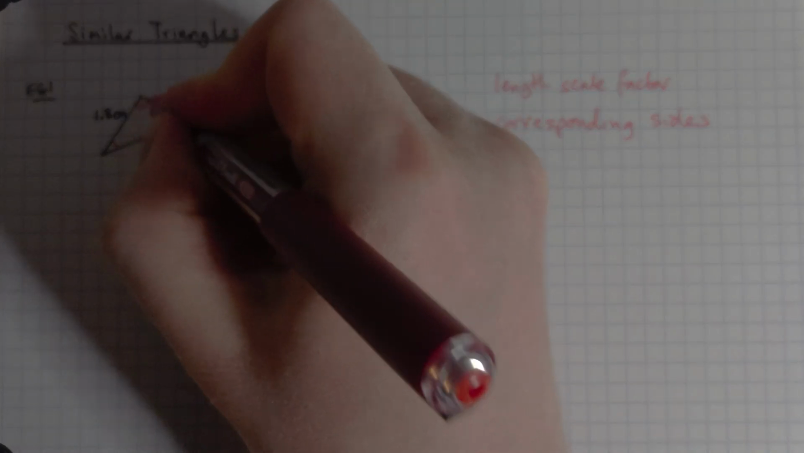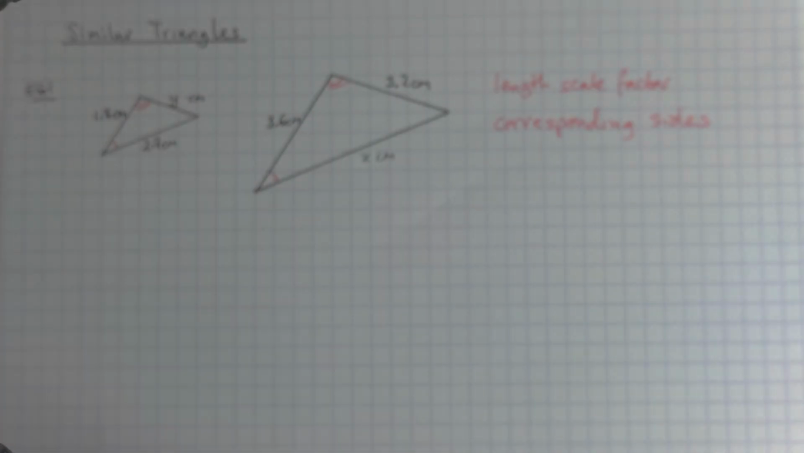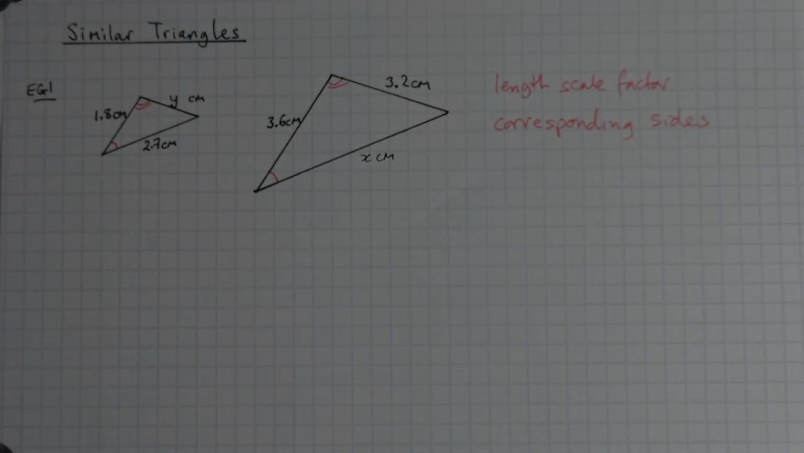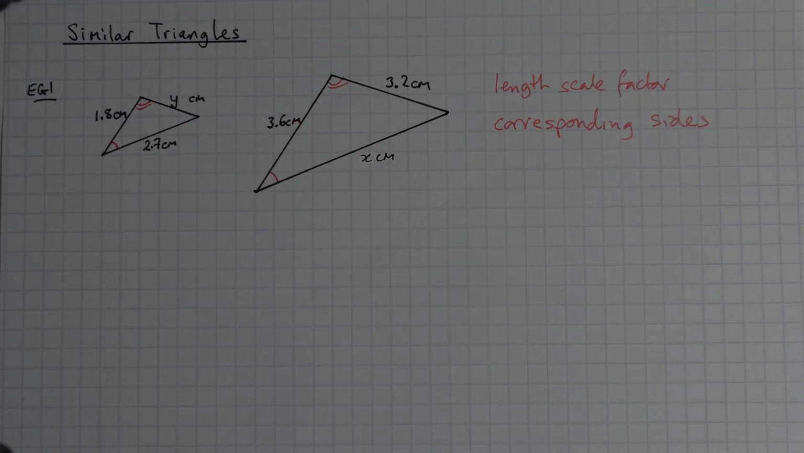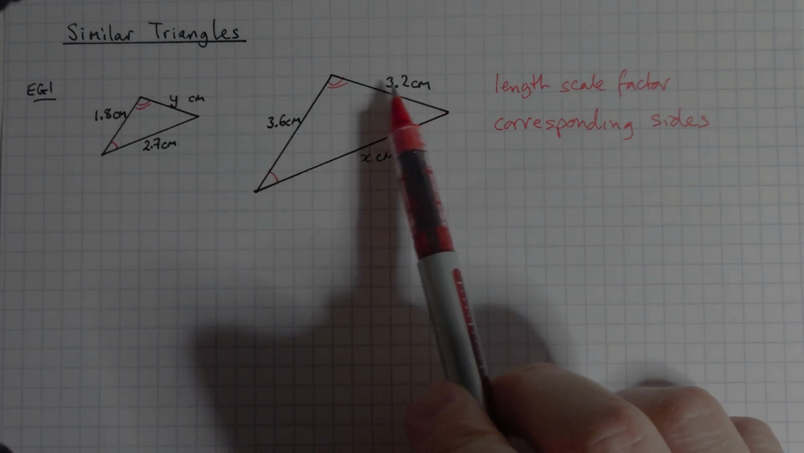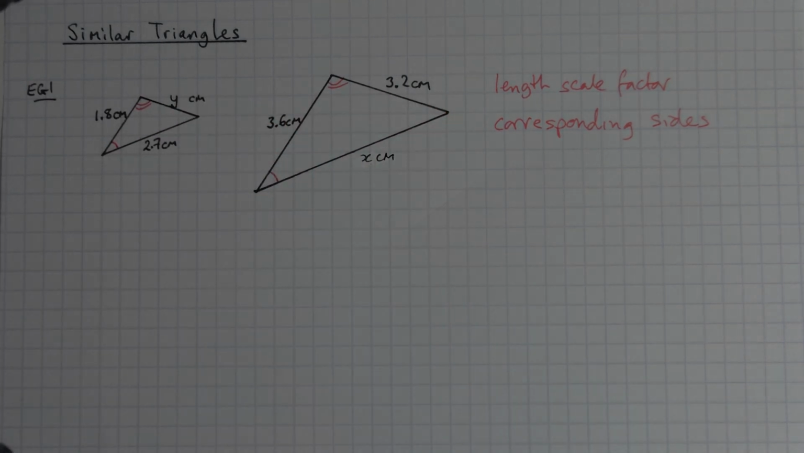And I might be told that these two are the same as well. So the markings are like little arcs or double arcs. I could even put triple arcs in, I won't bother. But you can see then how they match up. So the y corresponds to the 3.2. So the 2.7 corresponds to the x, and the 1.8 corresponds to the 3.6.